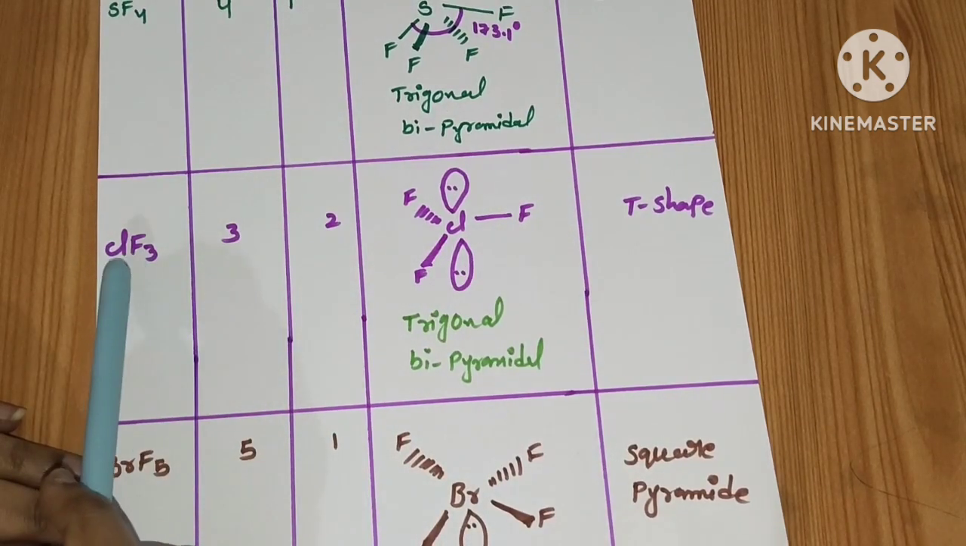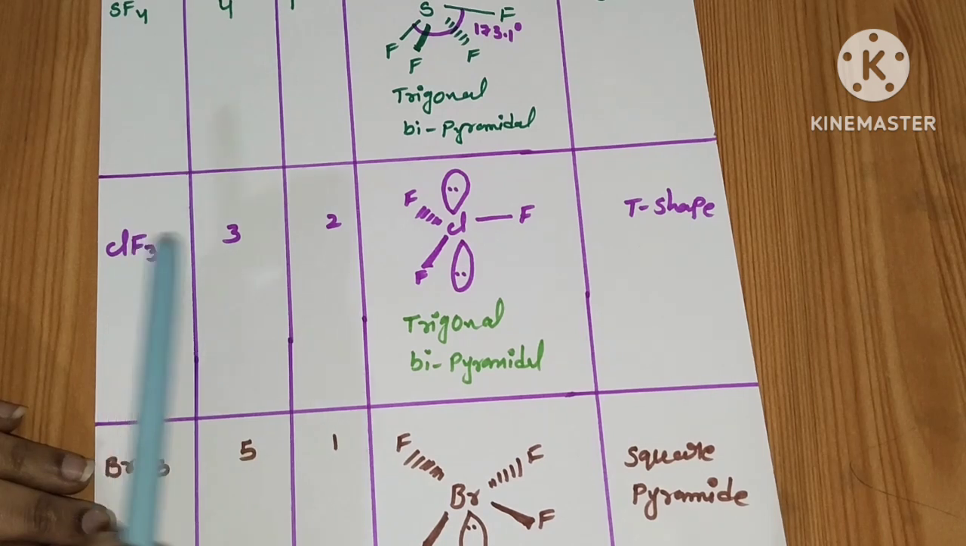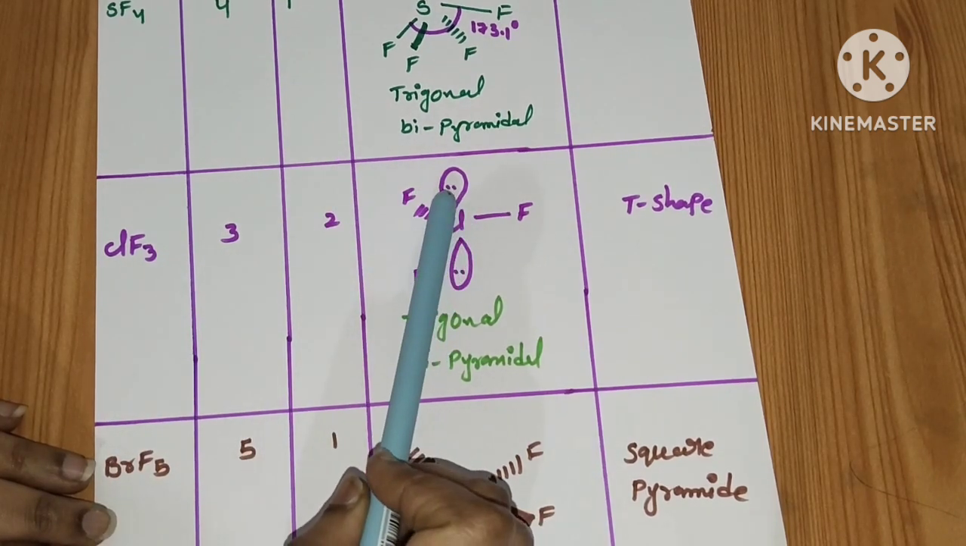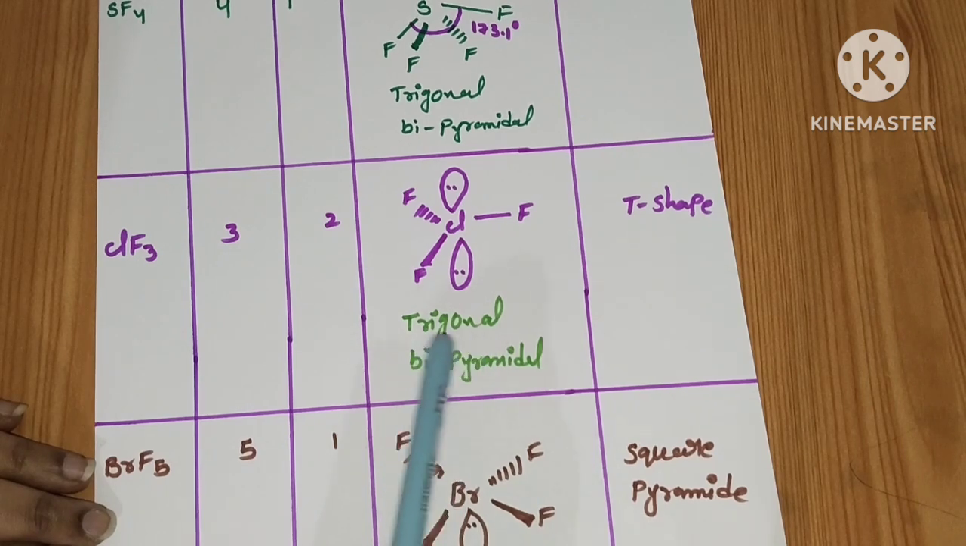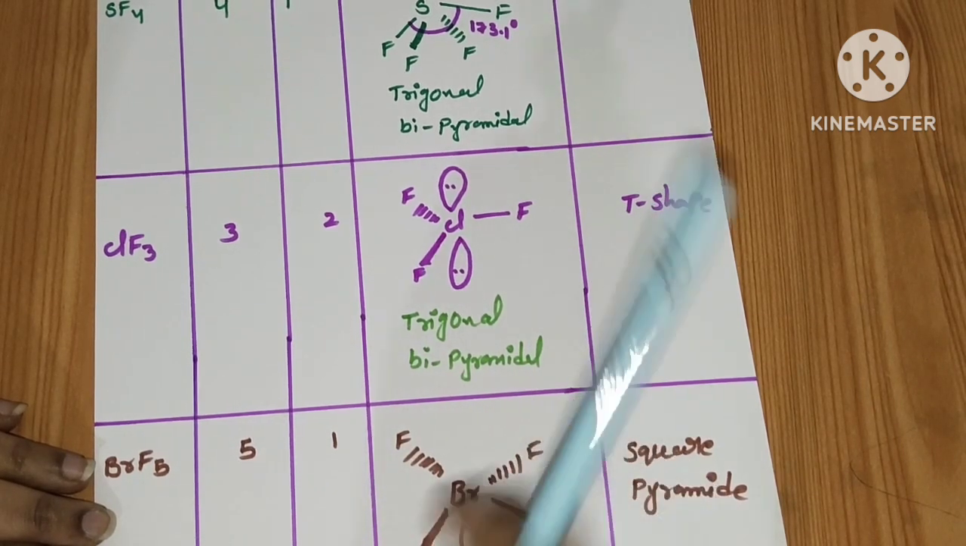Next example, ClF3. Here the central atom is chlorine and chlorine is attached to 3 fluorine atoms. So bonding pairs 3 and lone pair is 1. The geometry of the molecule is trigonal bipyramidal and the shape of the molecule is T-shape.